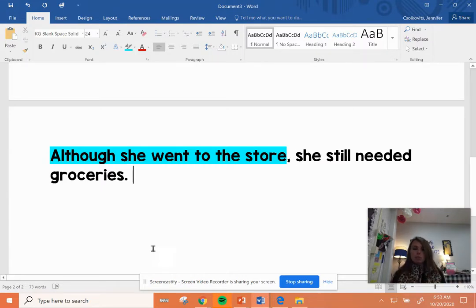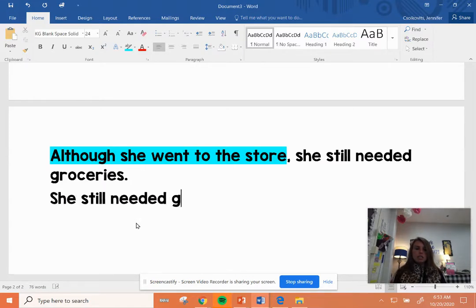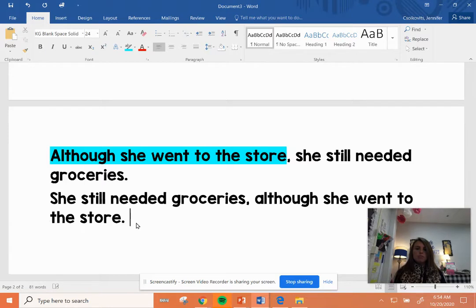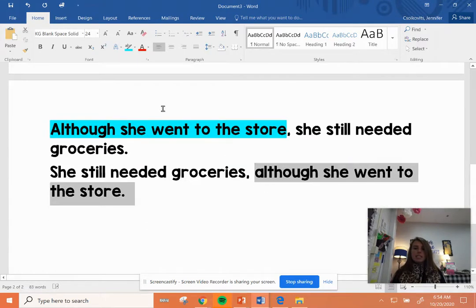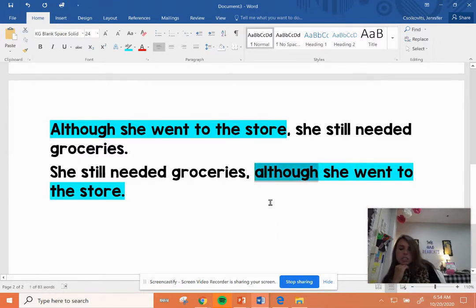My subordinating conjunction has to start at the beginning of that clause. I can flip these around. She still needed groceries. Whoa, what did I just do? Although she went to the store. And then this is still a dependent clause. I still have my subordinating conjunction, and this time it's starting this next clause. So it's at the beginning of my clause, and it's introducing your topic.